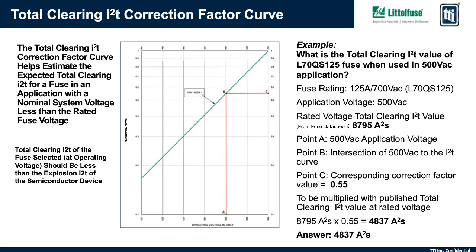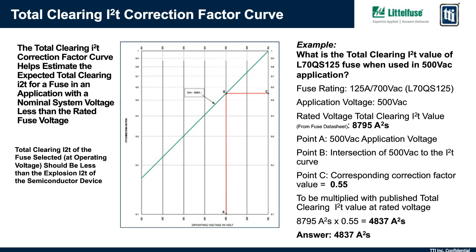So we can walk through an example here to illustrate that. So in this curve, let's see what the total clearing I squared T value of the Littelfuse L70QS 125 fuse is when used in a 500 volt AC application. So the L70QS 125 is a 700 volt AC rated 125 amp fuse. So the total clearing I squared T published on the data sheet would be given for 700 volts AC. But this application voltage is only 500 volts, so we're interested in what it would actually be at 500 versus the published value at 700.